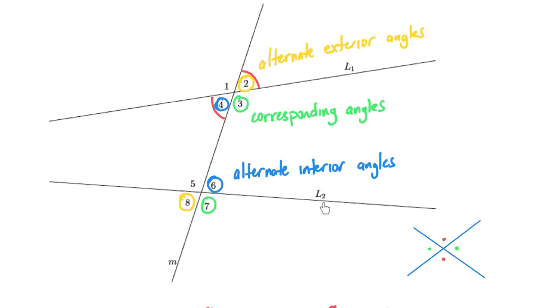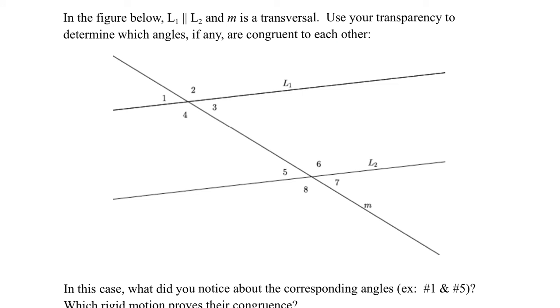When the lines are not parallel, there's nothing special about those three angle pairs: alternate exterior, corresponding, or alternate interior. But when the lines are parallel, some cool stuff happens. Let's take a look. In the figure below, we basically have the same picture as we had on the other page, but this time line L1 and line L2 are parallel to each other. So now what we would find is we have a lot more angles congruent to each other.